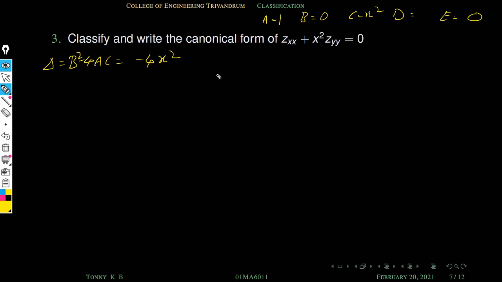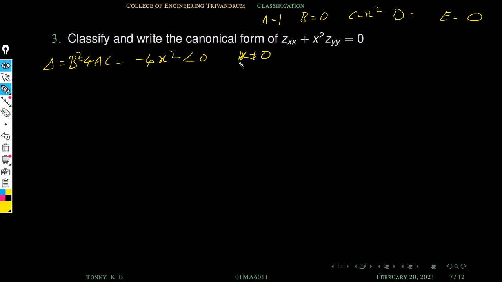What about this quantity? Is it positive, negative, or 0? It is always less than or equal to 0, because x square is always non-negative, greater than or equal to 0. And this is equal to 0 only when x equals 0. So in general, we can take this as an elliptic problem, because this quantity is less than 0 if x is not equal to 0. Except one straight line, x equals 0, which means the y-axis, this is an elliptic problem.